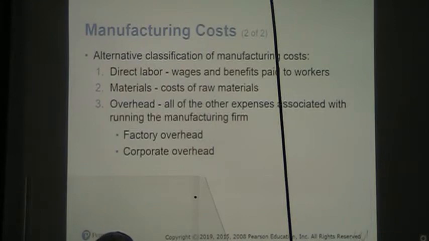All right, so an alternate classification of our manufacturing cost is when we say direct labor, which is the wages and benefits that we pay to workers, materials, the cost of our raw materials, and overhead. And that's all the other expenses associated with running our manufacturing. Also, that is sometimes called indirect, right? So that becomes our factory overhead and our corporate overhead.